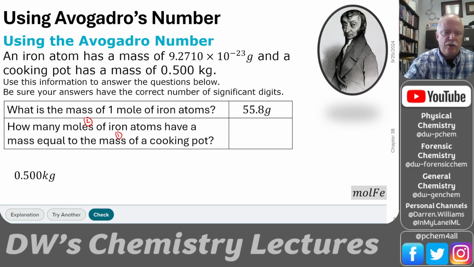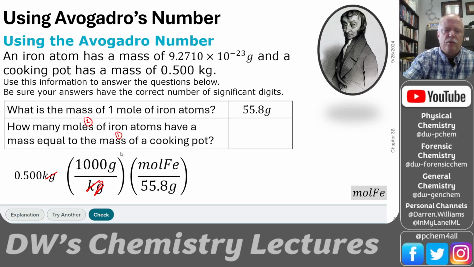So we start with 0.5 kilogram. We want to get out of kilograms because the mass of 1 mole is in grams. So in your unit analysis, we get rid of this kilogram and we're in grams. And then we use that molar mass. We can say you use it upside down, right? We've got grams on bottom so that they cancel with this gram, and we end up with a mole of iron on top. So that's where we wanted to be, moles of iron. So 8.96 moles of iron is our answer.